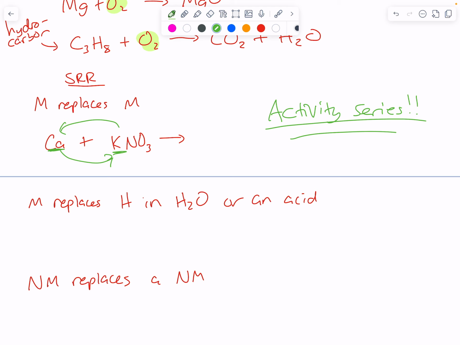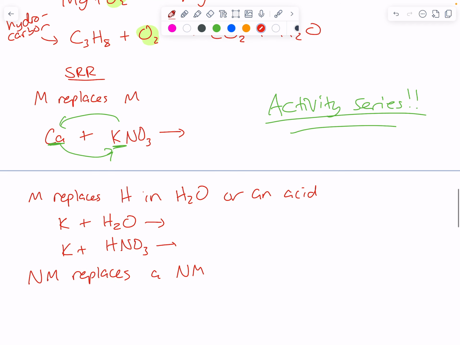Okay, metal replaces H in water or an acid. So I'll use the same one for this. This is simple. Metal replaces H in water. Metal replaces H in an acid. Okay, this is going to become, for the first one, KOH plus H2. The second one is going to become H2 by himself.